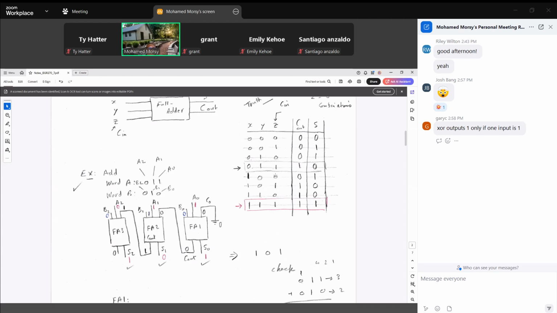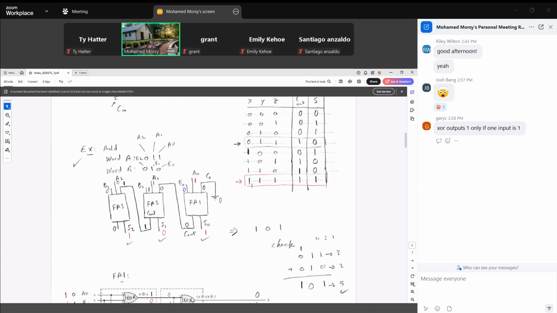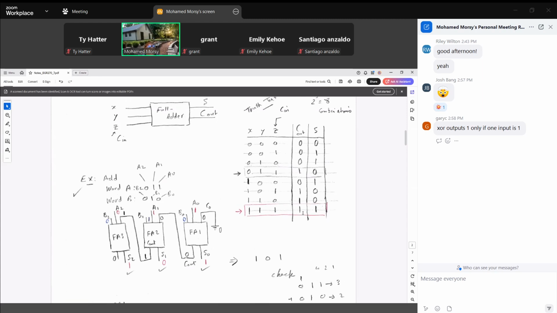0 plus 1 is 1, plus 0 is 1 with carry 0. 0 plus 1 is 1, plus 1 is 0 with carry 1. 1 plus 1 is 0 with carry 1, so we put carry 1, and then in mind we have 0. So 0 plus 0 is 0. 1 plus 1 is 0 with carry 1. So we keep 0 in mind and we put carry 1 here. Then 0 in mind plus 1 is 1. So these are the outputs for these different inputs.